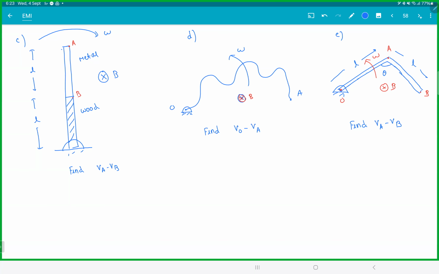Right, Saina. डी पार्ट में ओए का लेंथ क्या है? Give me answer in terms of OA. Leave the answer in terms of OA.